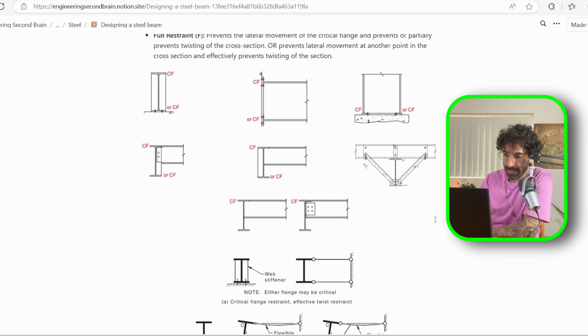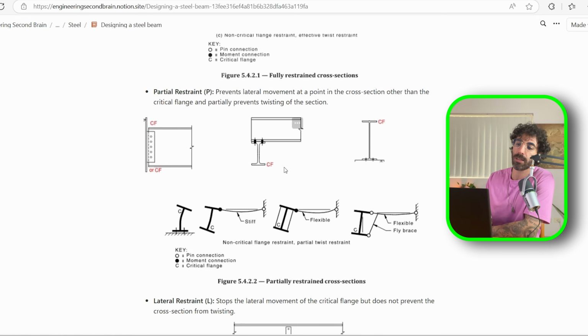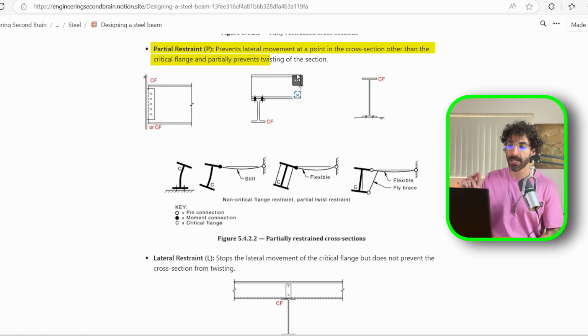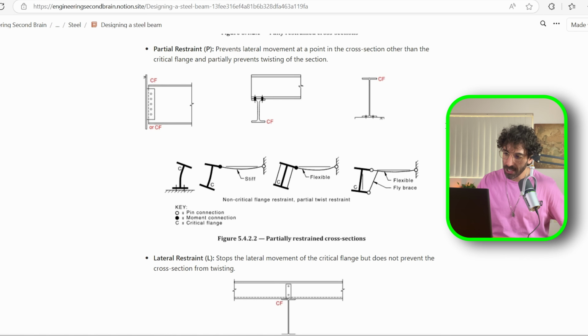Now if we scroll down to partial restraint, which is represented by the letter P, partial restraint prevents lateral movement at a point in the cross section other than the critical flange and partially prevents twisting of the section. And you can tell by these images that the restraint or the secondary beam is connected to the non-critical flange. So here, for example, the secondary beam is connected to the top flange, but in this case, the critical flange is the bottom flange. So for this type of connection, you would achieve a partial restraint.